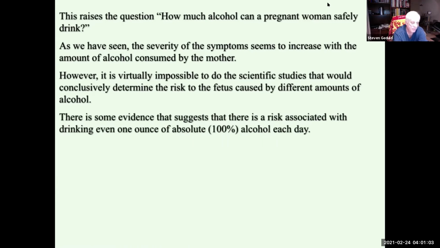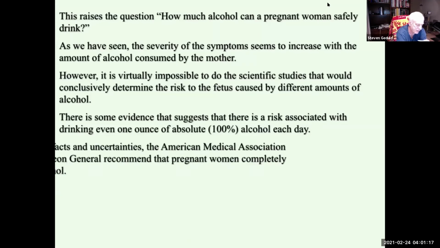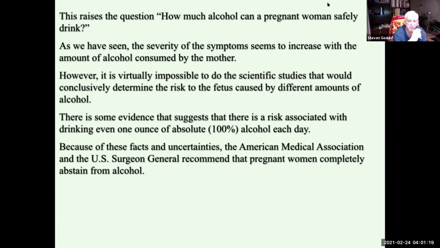There is some evidence that suggests there is a risk associated with drinking even 1 ounce of absolute alcohol each day, which is 100%. Just 1 ounce of it. 1 ounce is not that much. Because of these facts and uncertainties, the American Medical Association and the U.S. Surgeon General recommend that pregnant women completely abstain from alcohol. That's just the logical thing to do, because you don't know how much is going to cause the effects that you see, whether fetal alcohol syndrome or fetal alcohol disease.